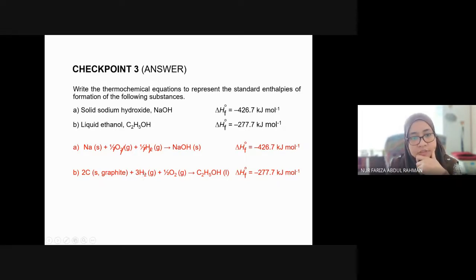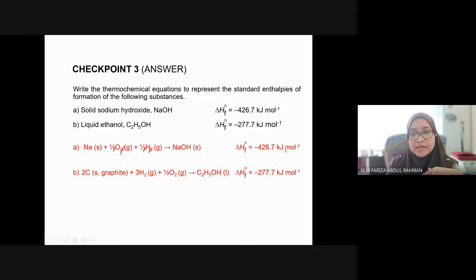Then hydrogen, which needs to be H2, and the same goes for O2. Then you balance it. We have 2 carbon on the product side, therefore we add 2 on the carbon on the reactant side. Then we have 6 hydrogen on the product side, 5 plus 1 is 6, so we place a coefficient of 3 on hydrogen, and half on the oxygen. Don't forget the enthalpy of formation.